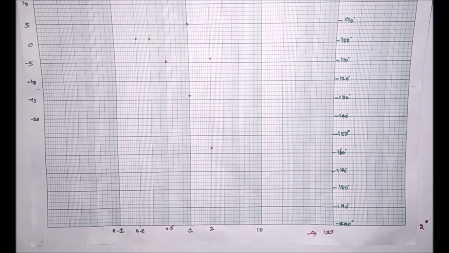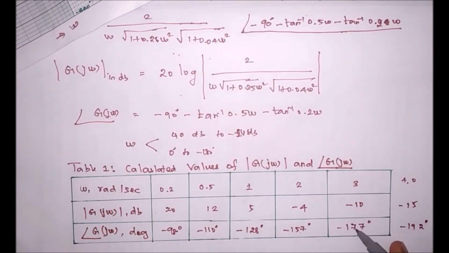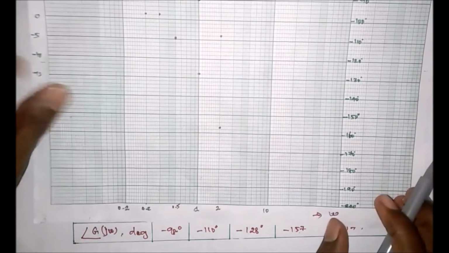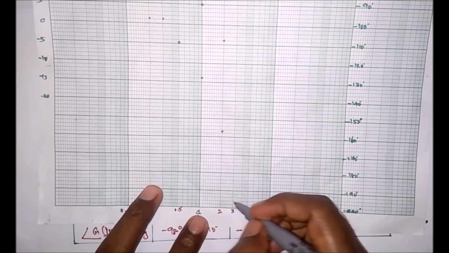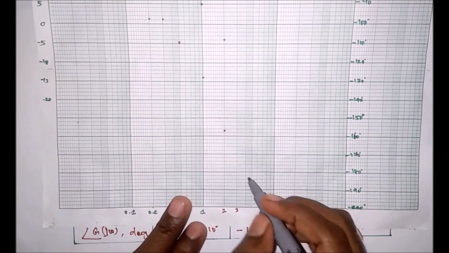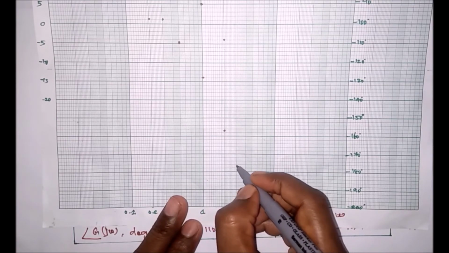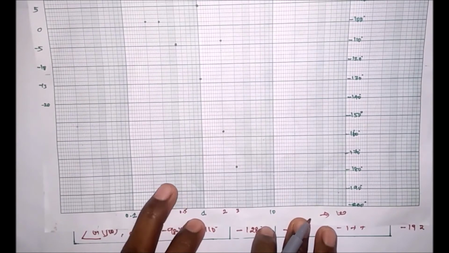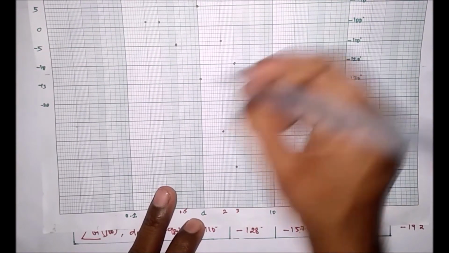Then similarly, the next point is omega equal to 3. Angle is minus 177, magnitude is 10. So this is omega equal to 3, and the corresponding angle is minus 177. Then the magnitude is minus 10. So this is the minus 10.